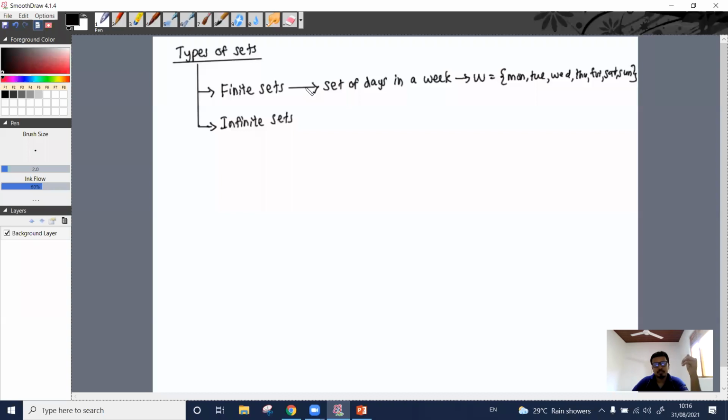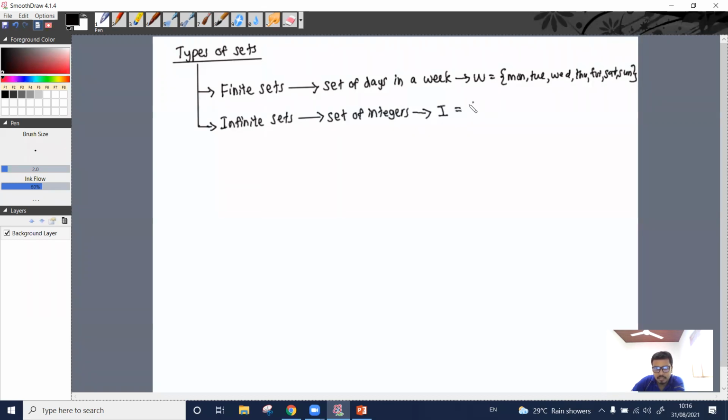Set of even numbers between 2 to 10. There are a fixed number of elements there, so it is a finite set. So what do you mean by infinite sets then? Infinite sets, example, set of integers. How can we represent this? We'll name this as capital I.